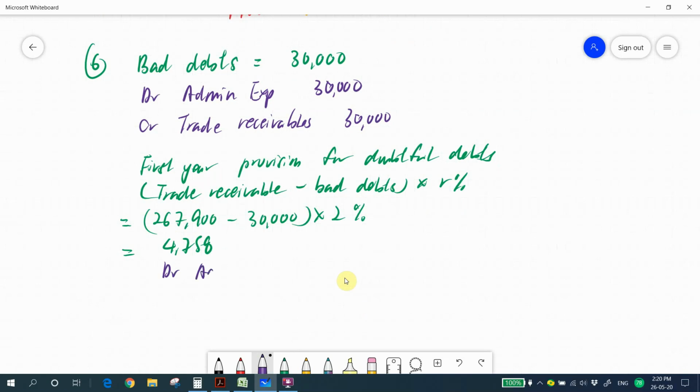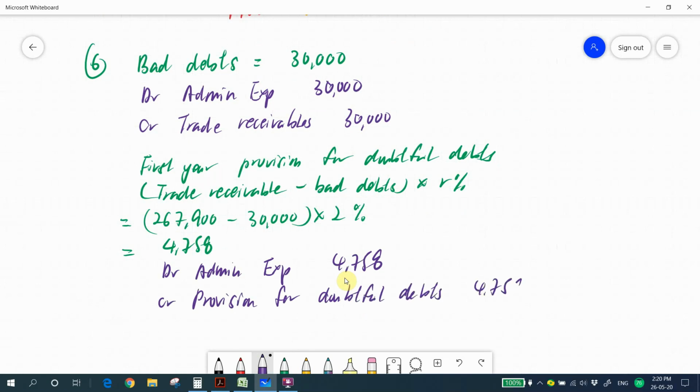We debit the admin expenses and we credit to provision for doubtful debts, 4,758.